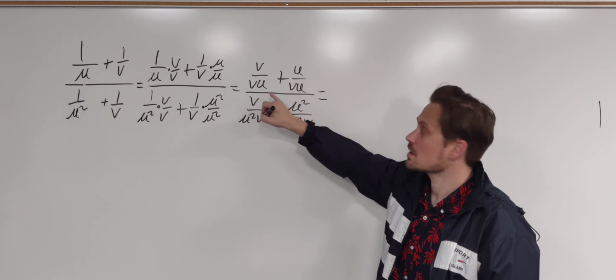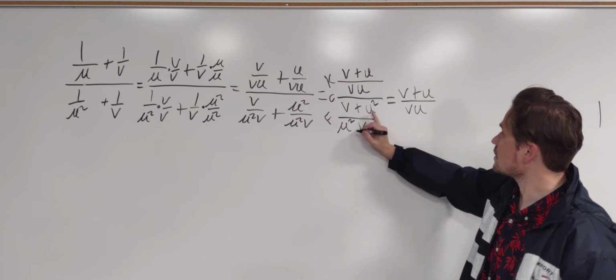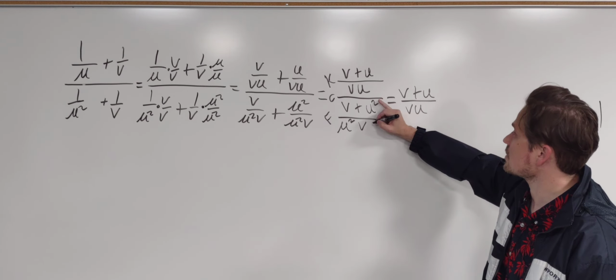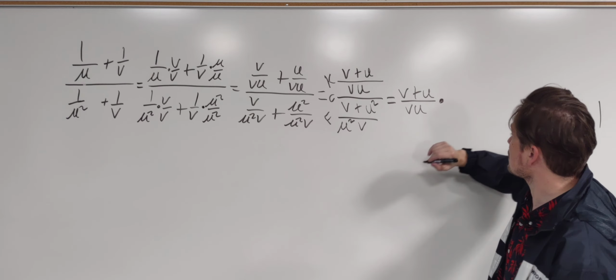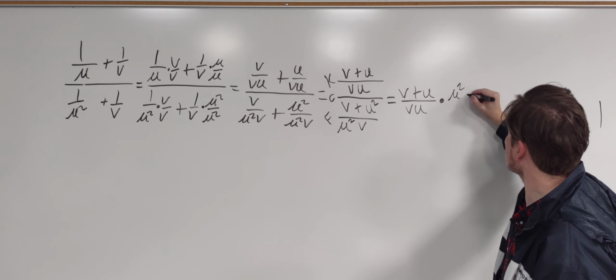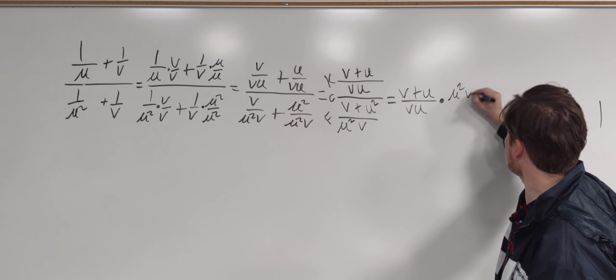From here, to simplify, keep, change, flip. KCF, keep, change, flip. So keep the first fraction, v plus u, over vu. Change this division between the fractions to multiplication, and then flip the bottom fraction. So it's going to be u squared v over v plus u squared.